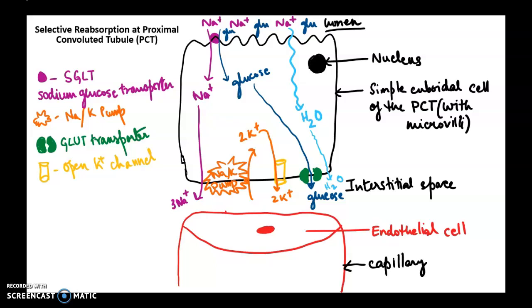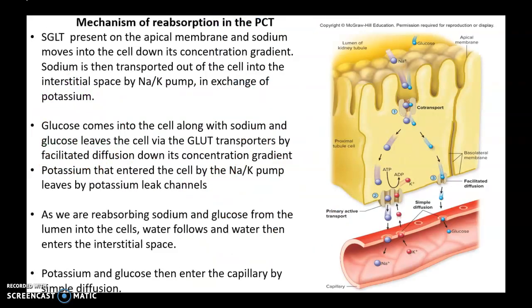As sodium and glucose are coming into the cell, water follows. So water comes in by osmosis, and water also leaves the cell by osmosis. Now we have a lot of sodium, potassium, glucose, and water in the interstitial space. Of course, they cannot hang out in the interstitial space forever. So potassium and glucose will enter the endothelial cell by simple diffusion, and water will enter the endothelial cell by osmosis. And here is a picture. So here I have written down everything.